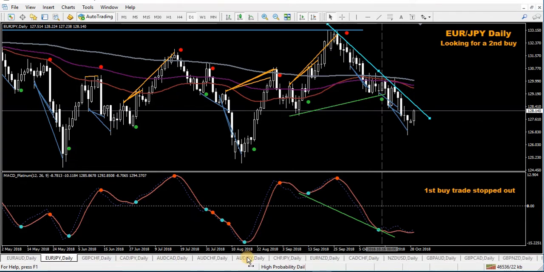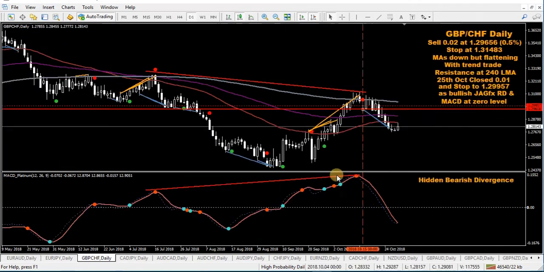Alright, let's continue on. Pound Swiss, and the sell back here. I've already closed half, I'd say. Yep, and the stop's now the red dotted line. It's just sort of stalling a bit there. You can see the MACD starting to slow down a little. The two lines get very close, but we're in a good sell there.